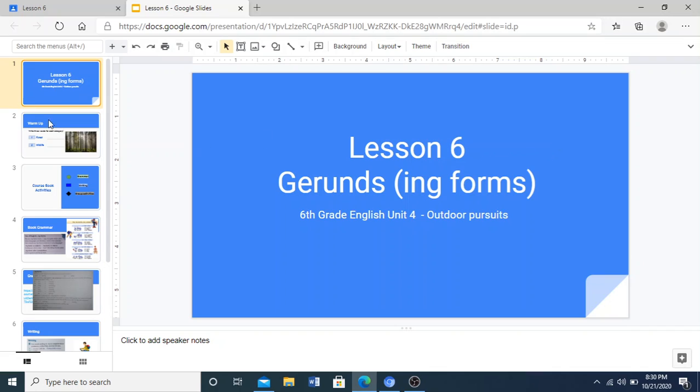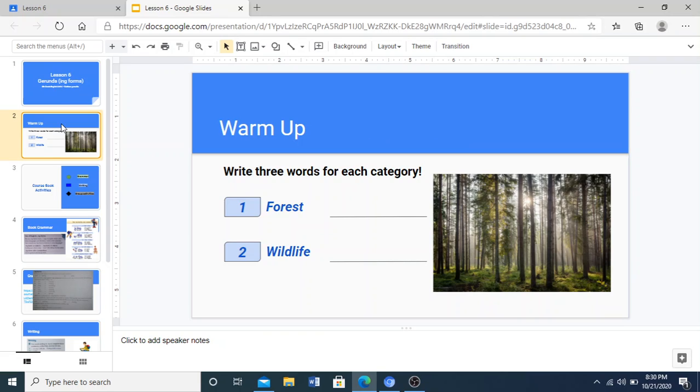Well, we do as usual our warm up. And our warm up today is, you can see this picture right here. It's a picture of what? It's a picture of trees. And trees make up what? Most part of a forest is made up of trees, and in a forest you can find what we call wildlife also. So, write 3 words for each category.